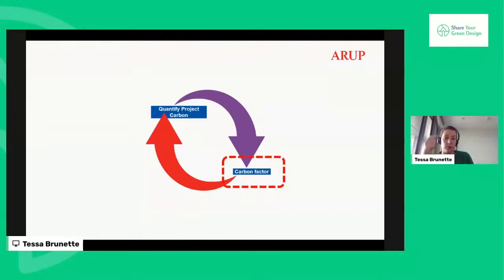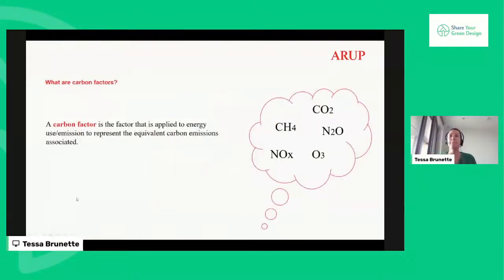This is the process that we're talking about now, just as a reminder. And of course, now we're talking about carbon factors themselves, and a reminder that this is always an iterative process. So carbon factors, and what does that mean? A carbon factor is a mathematical number that is applied to the energy use to represent the equivalent carbon emissions associated with that.